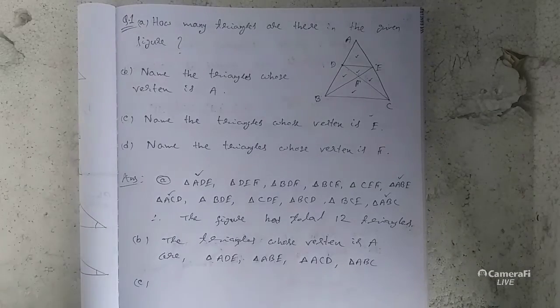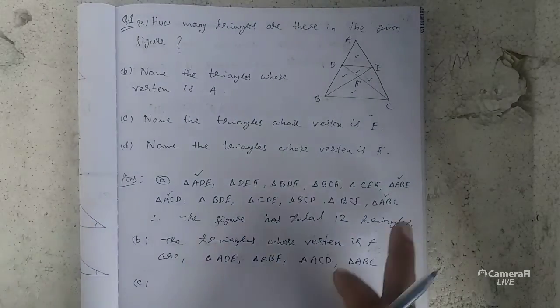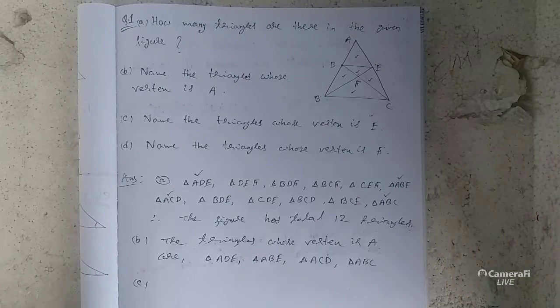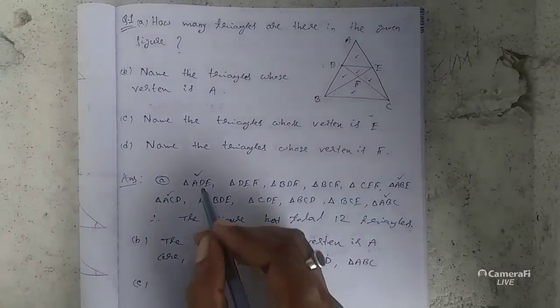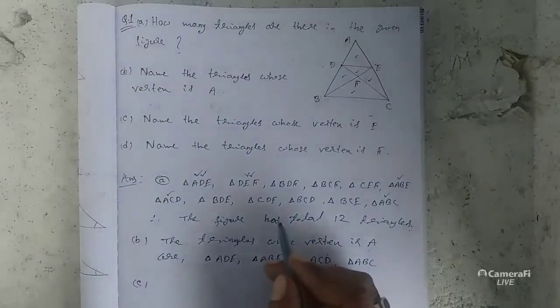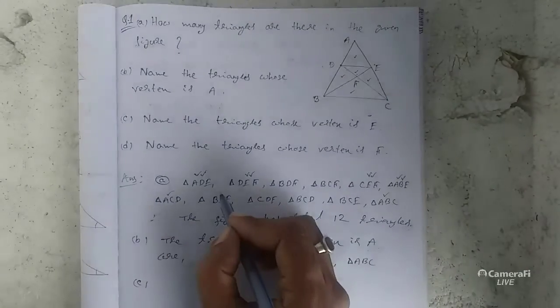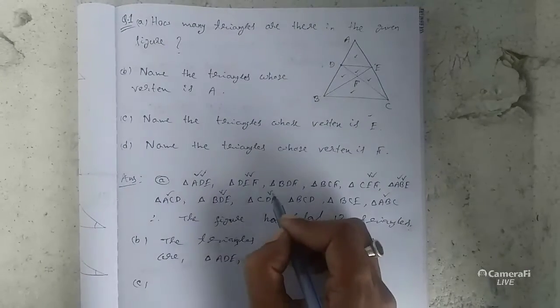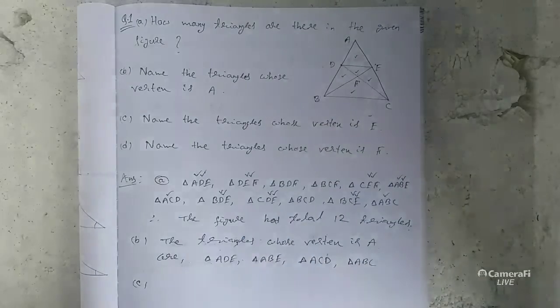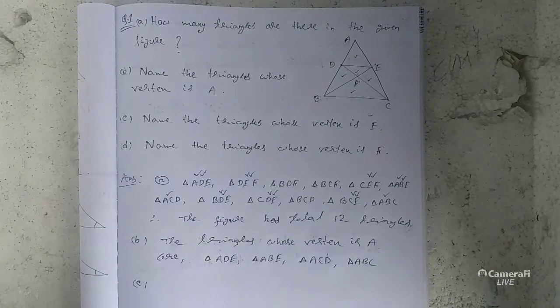Part C. Name the triangles whose vertex is E. So find out from this list of triangles the names of the triangles having at least one E there. So here is E, here is also E, also here is E, here is E, E, and here is one E. Count 1, 2, 3, 4, 5, 6, 7 triangles are there with vertex E.